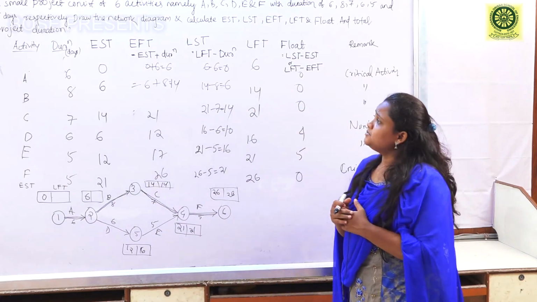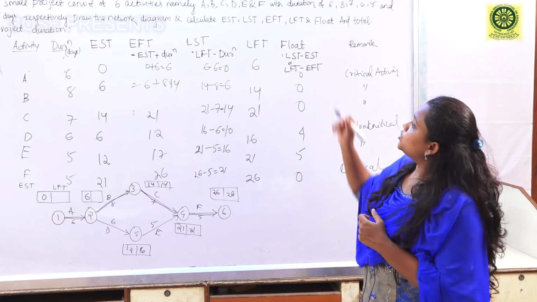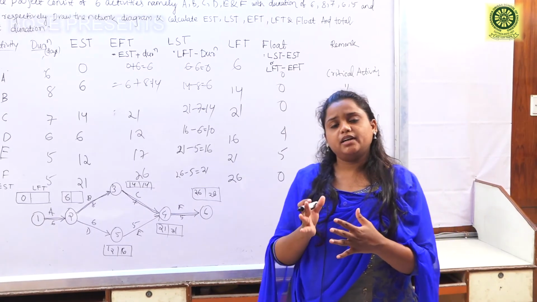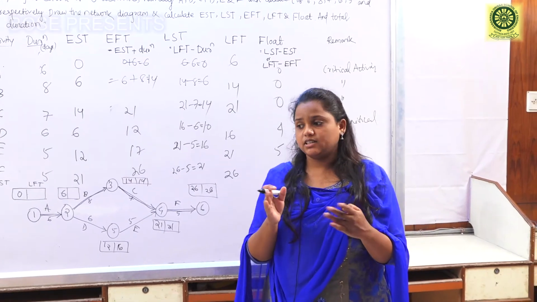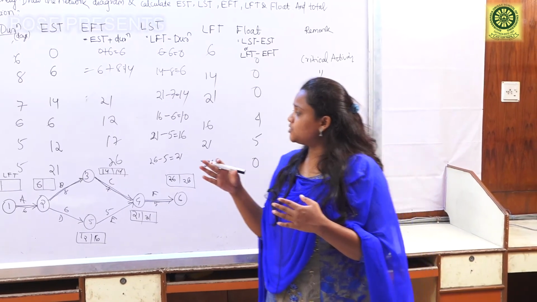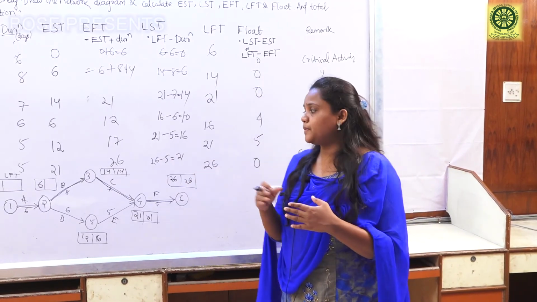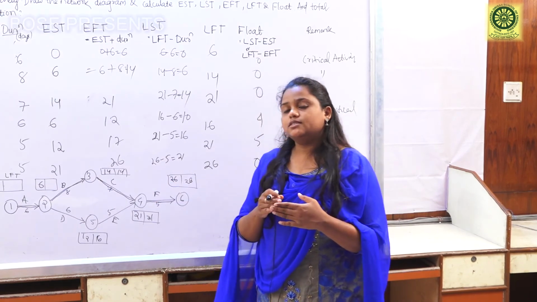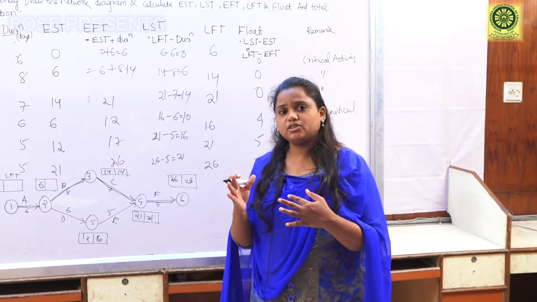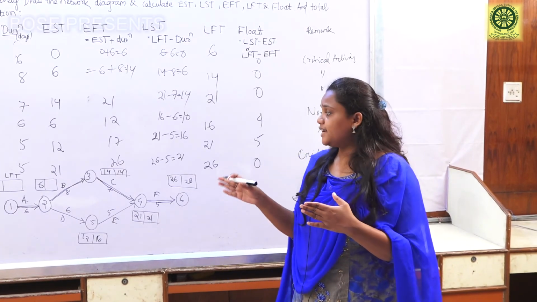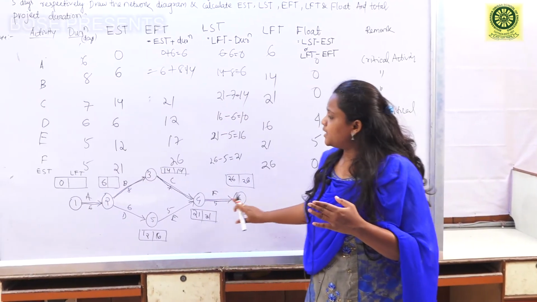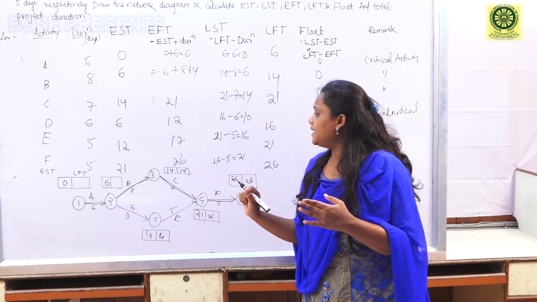So finally we have to calculate the total project duration, which is the time required to complete the project. Project duration always depends upon the critical path, because the critical path requires the maximum duration. It is the longest path in a network diagram. There are two paths in this network diagram: A, B, C, F and another, A, D, E, F.